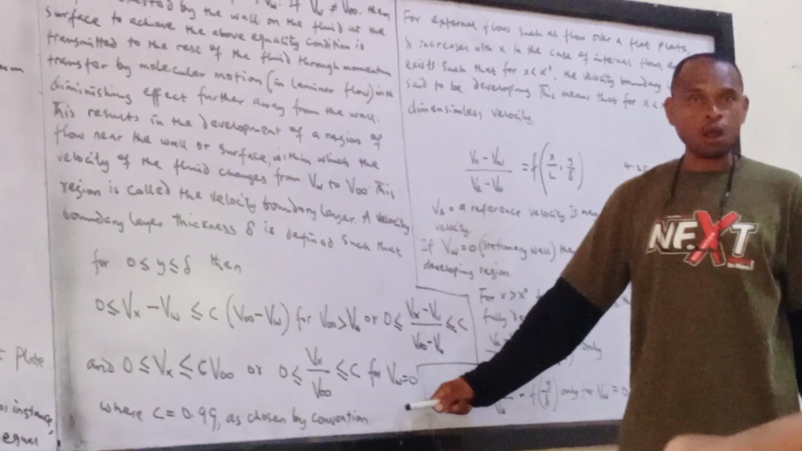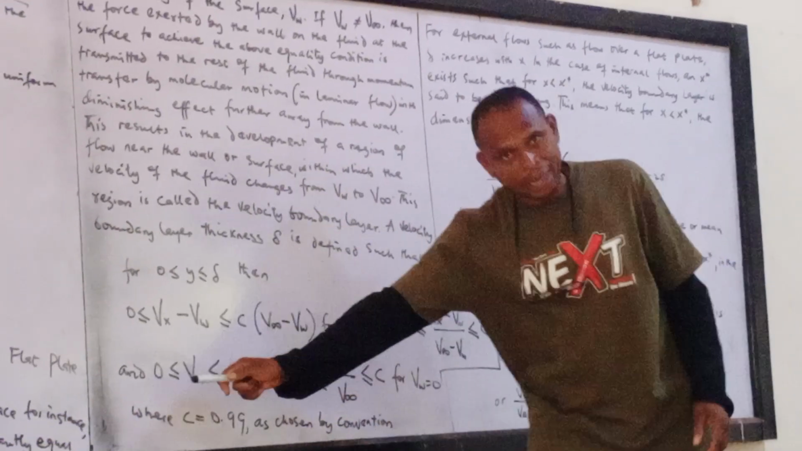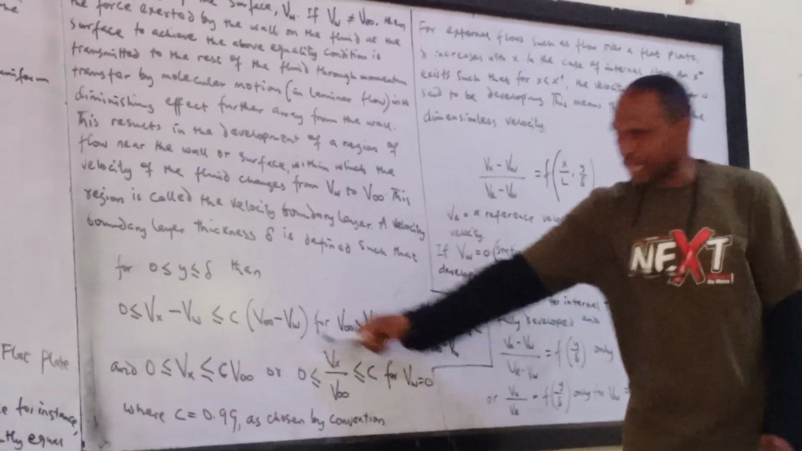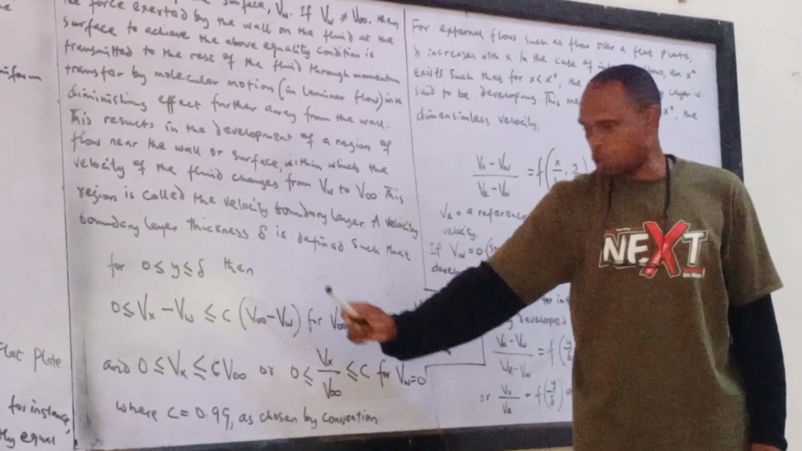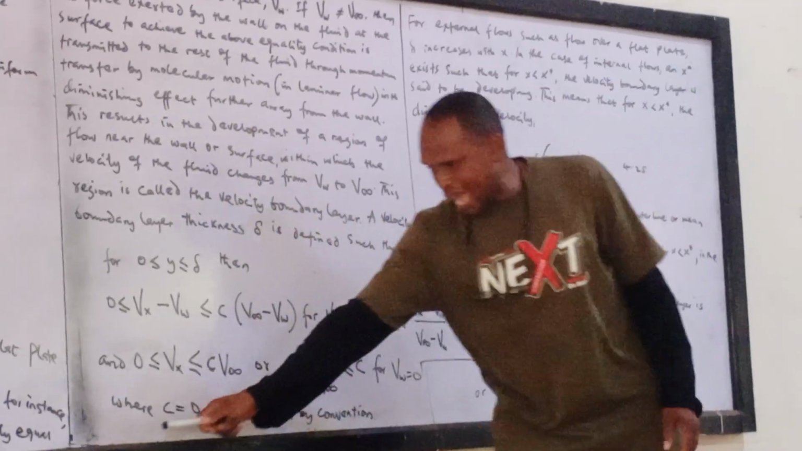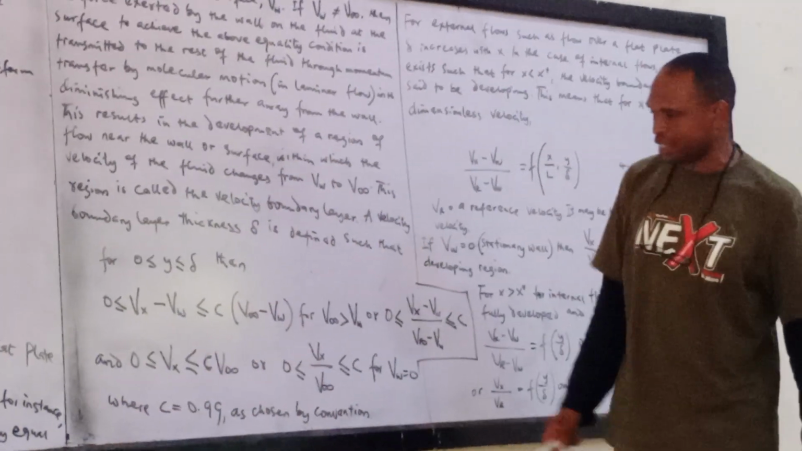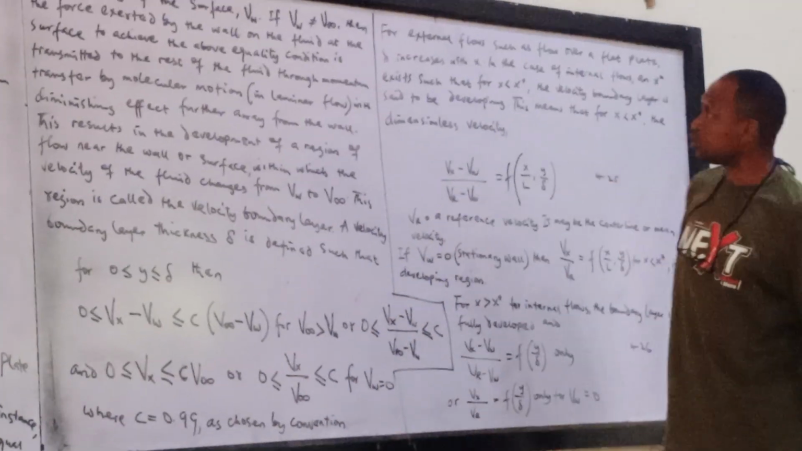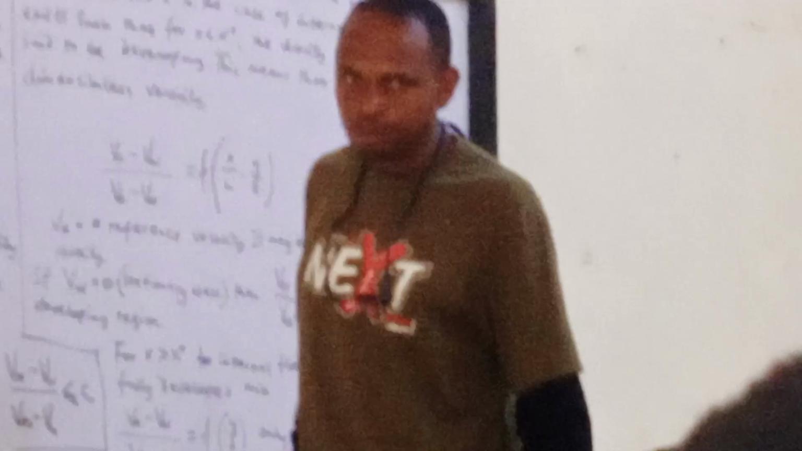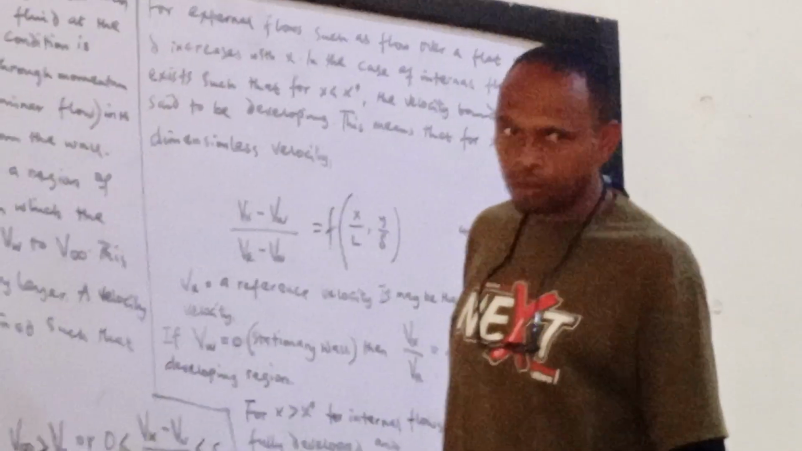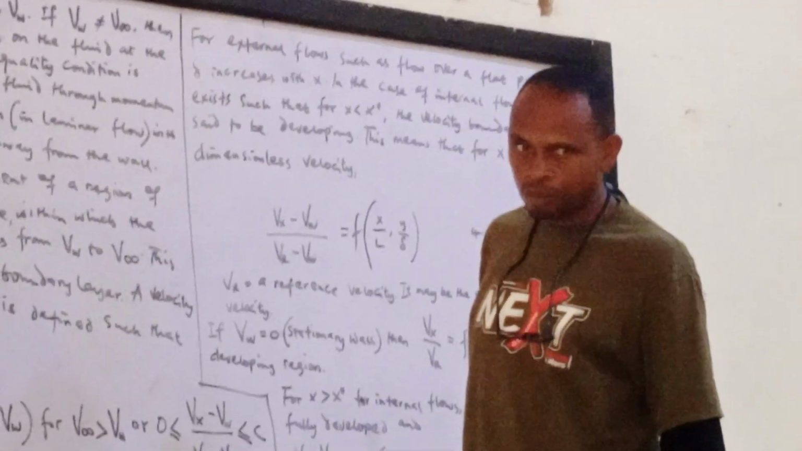For V wall equal to 0, that's for this one. If V wall is not equal to 0, that's this one. If V wall is equal to 0, that's this one. Where C is equal to 0.99 as chosen by convention. So when V wall is not equal to 0, and when V wall is equal to 0, this has the same thing.